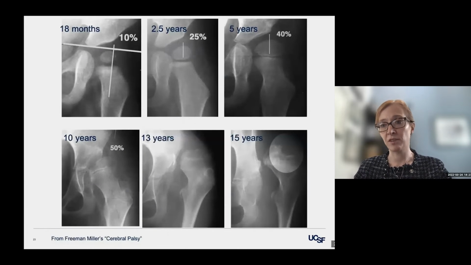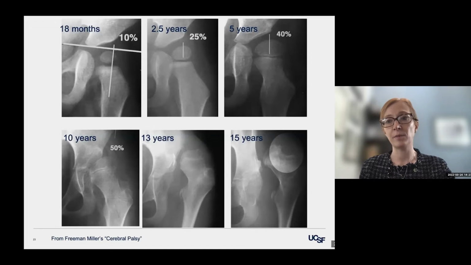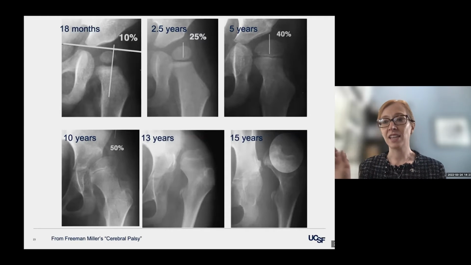This is an example of a progression of a hip in cerebral palsy that for various reasons, I believe the child was not ever able to undergo surgery, but this is just how these hips march out over time. They look benign early on. This is at 18 months. They have a migration percentage of 10%. At a couple of years old, it's inching out a little bit, and by 10, it's halfway out. And then sure enough, by 13, that hip is all the way out.